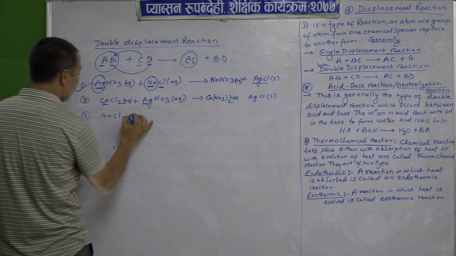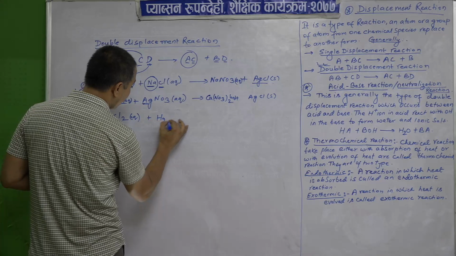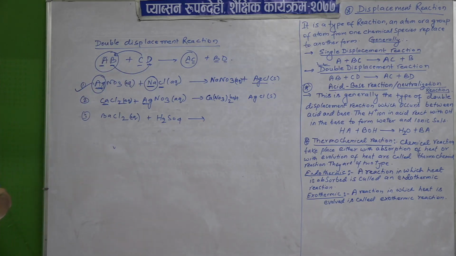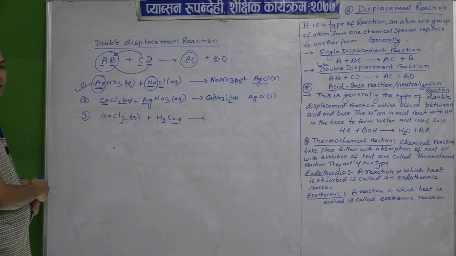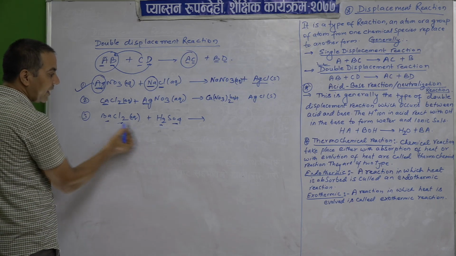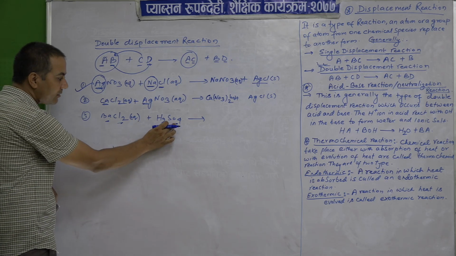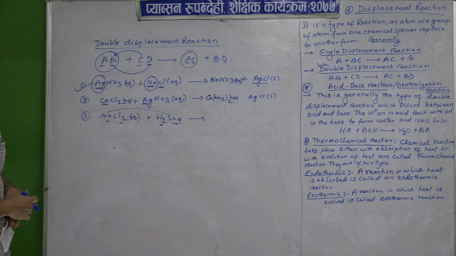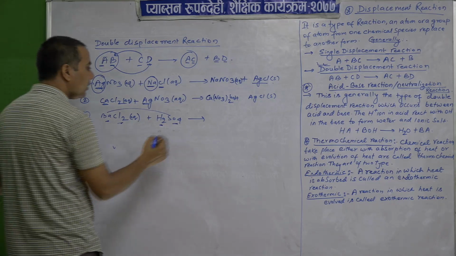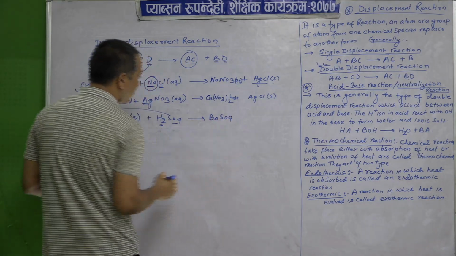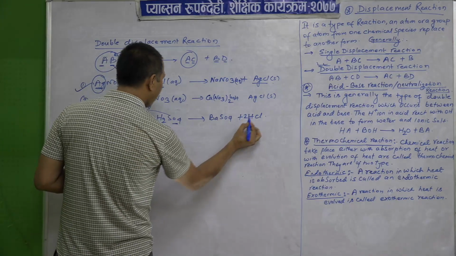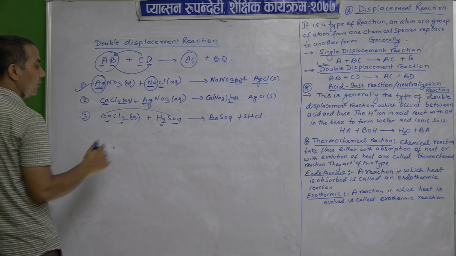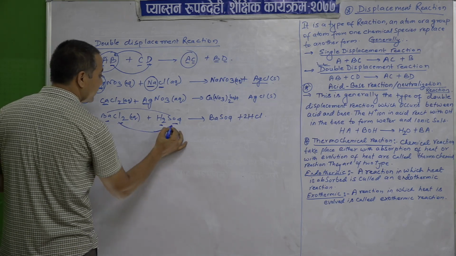BaCl2, barium chloride, reacts with hydrogen sulfate. Then what happened? BaCl2 is combined with SO4. This is more reactive than the chlorine. Means this is less reactive than this, so both the highly reactive atoms will be combined together to form BaSO4, plus HCl. So, we see that in the combination of the reactions, it has been replaced.